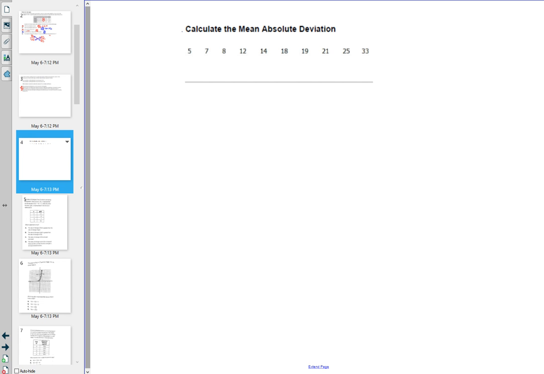Do you remember how to calculate this? We didn't do this that long ago. The first thing you have to do in order to calculate mean absolute deviation is first calculate the mean. Does anybody have the work?